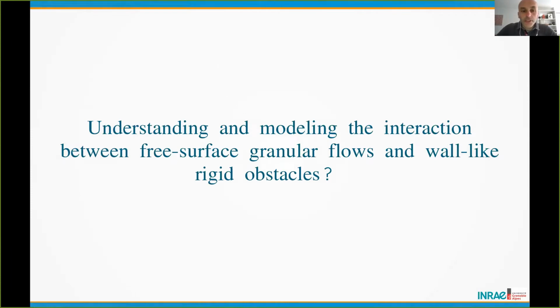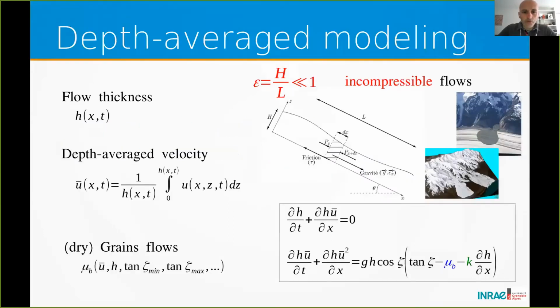So before going into the detail of the understanding and the modeling of the interaction between free surface granular flows and wall-like rigid obstacles, I would like to discuss a bit depth-averaged models. We are using a lot of depth-averaged models to try to predict such kinds of flow like rock avalanches, ice avalanches. And they are very common and very useful. That's what I want to explain here.